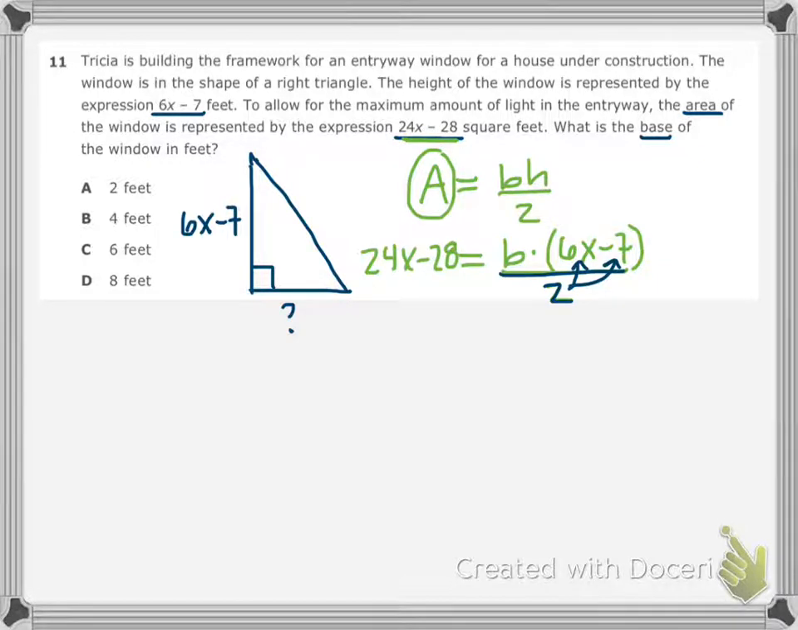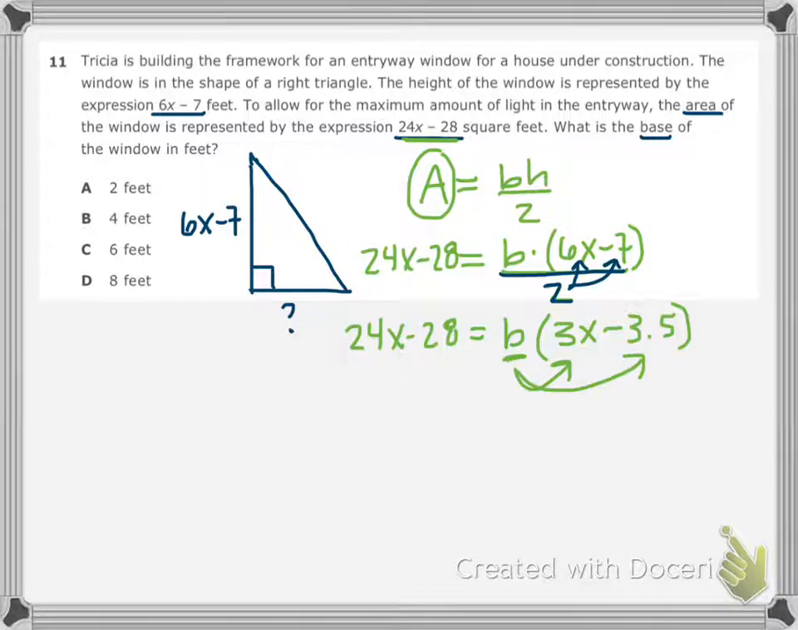Okay, so if I was to rewrite this equation, I would still have the 24x minus 28 on the left equals b times 6x divided by 2 is 3x. Negative 7 divided by 2 is negative 3.5. We'll use a decimal this time, that's fine. So what I need to figure out is what this is, right? And this base is being multiplied by this height, which I've divided by 2, right? So if I could think, okay, what numbers would I multiply that by so I could get this 24 and this 28 over here, then I would be good.